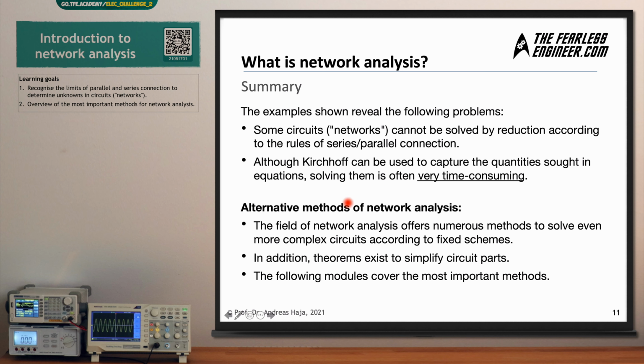There are some alternative methods of network analysis, and this field of network analysis methods offers several possibilities for you to solve your circuits according to a fixed scheme. And in addition, there are theorems which exist to simplify certain parts of the circuit to make them easier to substitute with a smaller number of components, and this makes life much easier for you, especially if you are not analyzing an entire network but only want to know, let's say, the current in a certain part of the network, or the voltage drop for that matter. And the following videos to come will cover the most important methods.